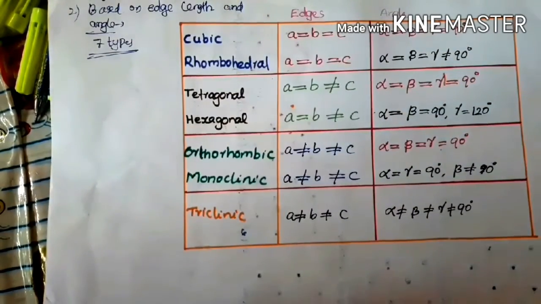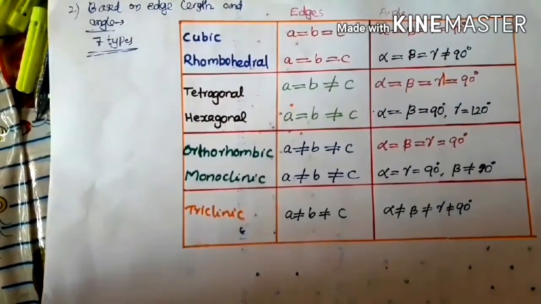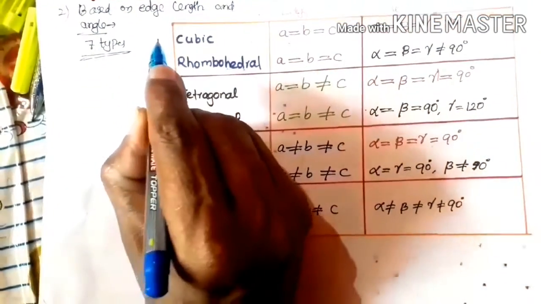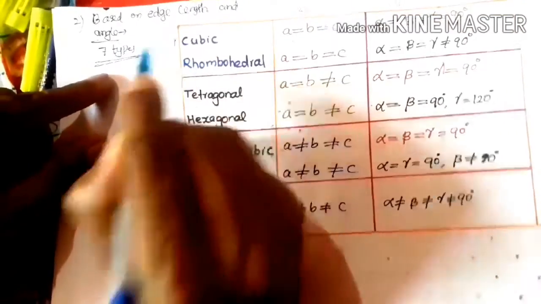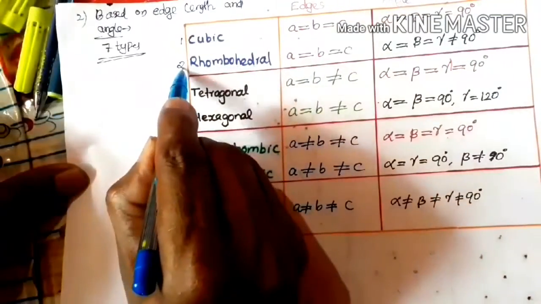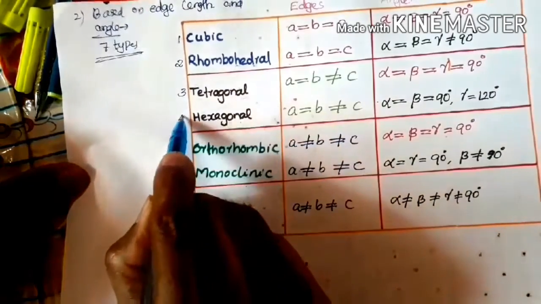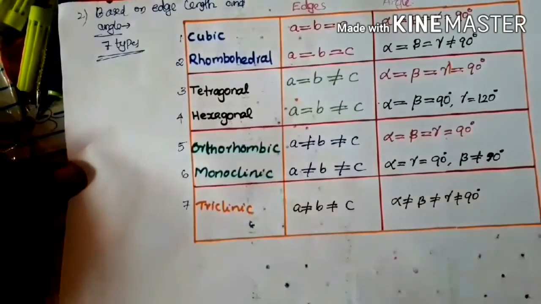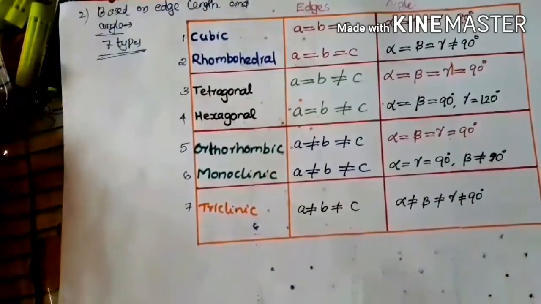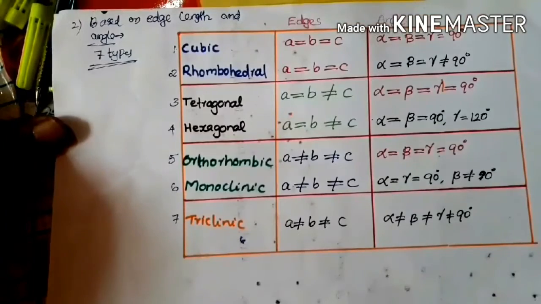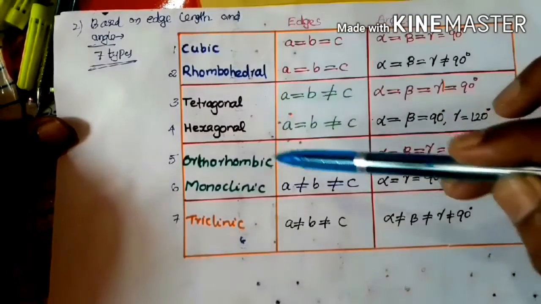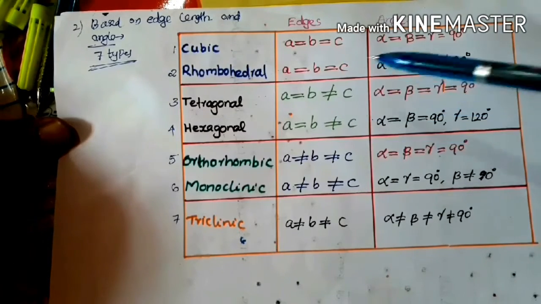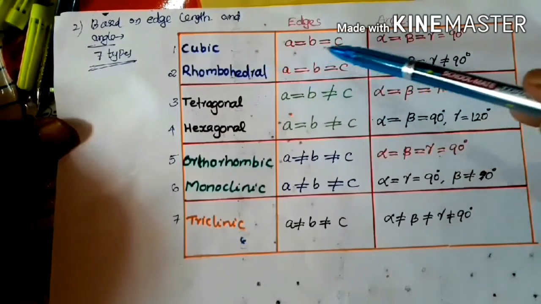Okay, next is the classification based on the edge length and angle. Based on this, crystals are classified into 7 categories. The first one is cubic, second one is rhombohedral, third tetragonal, fourth hexagonal, fifth orthorhombic, sixth monoclinic, and seventh triclinic. Here, you can see I have paired some of them: cubic and rhombohedral in one pair, tetragonal and hexagonal in one pair, such that the edges and angles are also paired.